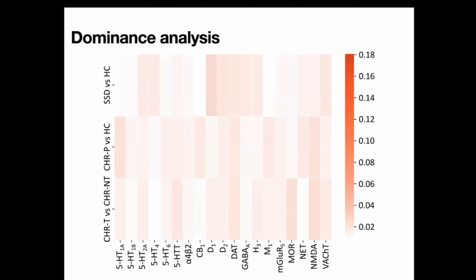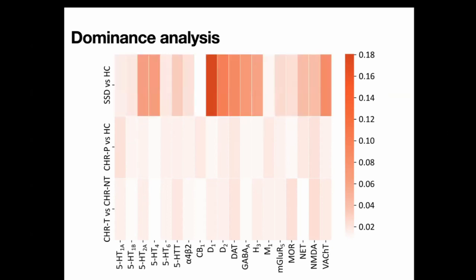Now, don't worry too much about what a dominance analysis is. It's a regression model, and what it's doing is it's using these different neurotransmitter systems along the bottom there to help predict the difference in the blood flow that we're seeing in our patients. And so along the top, we have schizophrenia versus healthy control. In the middle, we have our clinical high risk group, and down the bottom, those that transition to psychosis. And so the more red on the bar is the more that these receptors are influencing our regression equation.